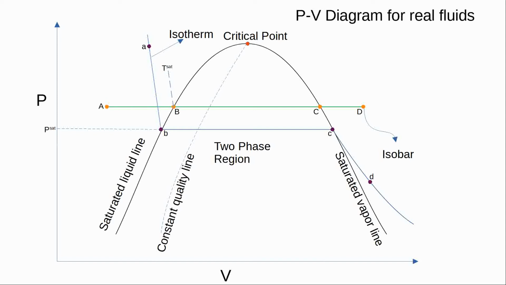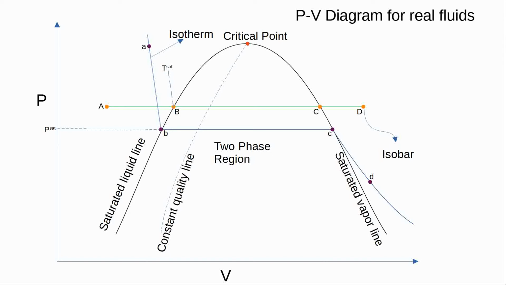On the top of the dome we have the critical point, and on the left from the critical point downward we have the saturated liquid line, and to the right we have the saturated vapor line. The saturated liquid line is the point at which the first drop of vapor occurs in a body of fluid when it is being heated. The saturated vapor line is the line when a fluid is cooled from its vapor state, the first drops of liquid that occur in the vapor.